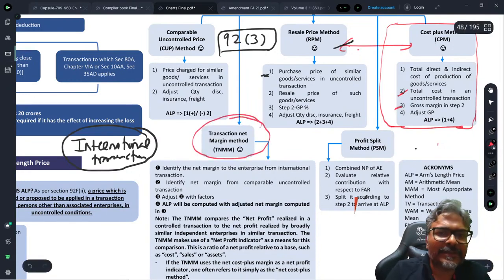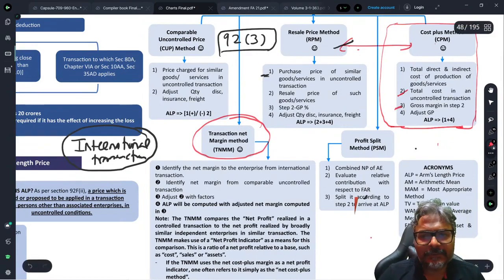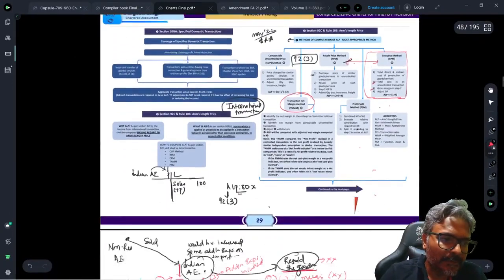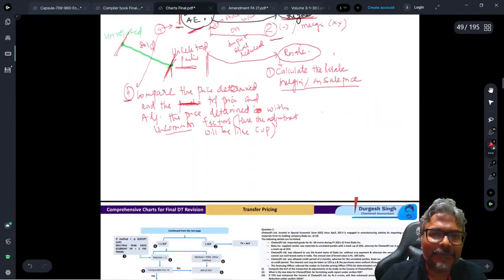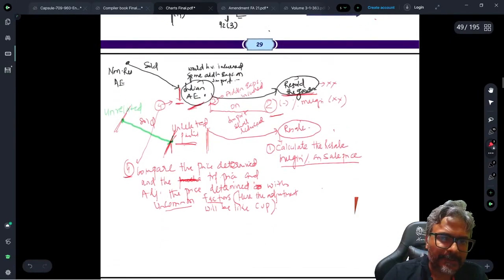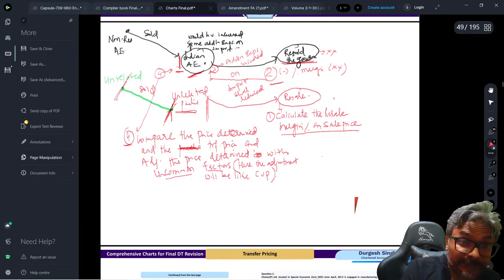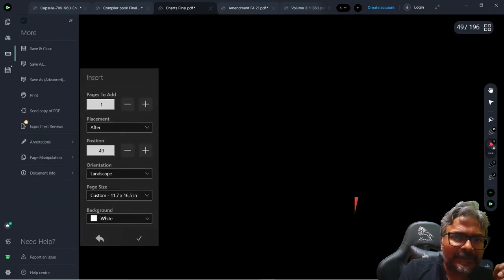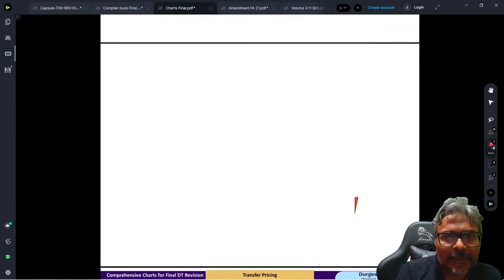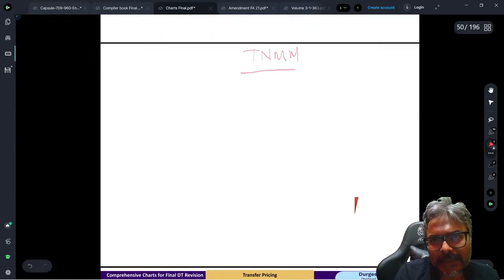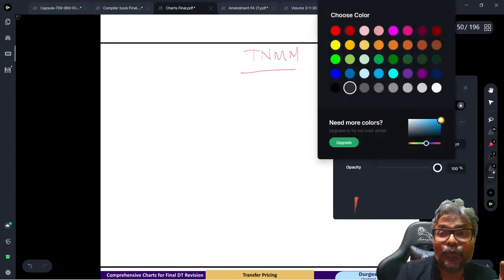The next method, students, is the transaction net margin method. Now, students, please pay attention to this one. See, TNMM method, there is one very important part that you should keep in mind. TNMM method, students, has two variants. Two variants of TNMM method.